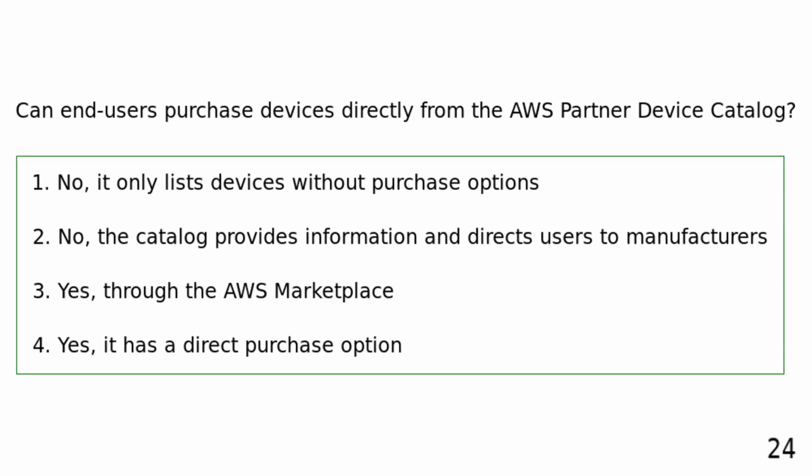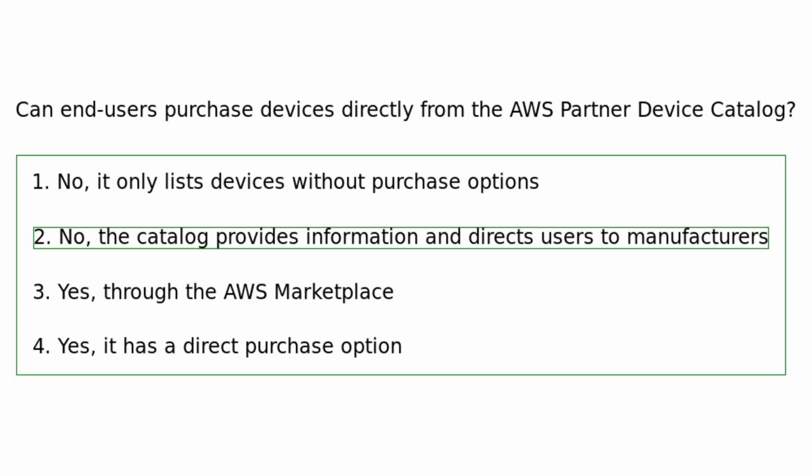Can end users purchase devices directly from the AWS Partner Device Catalog? No, it only lists devices without purchase options. No, the catalog provides information and directs users to manufacturers. Yes, through the AWS Marketplace. Yes, it has a direct purchase option. The catalog provides information and directs users to manufacturers or distributors for purchasing devices.